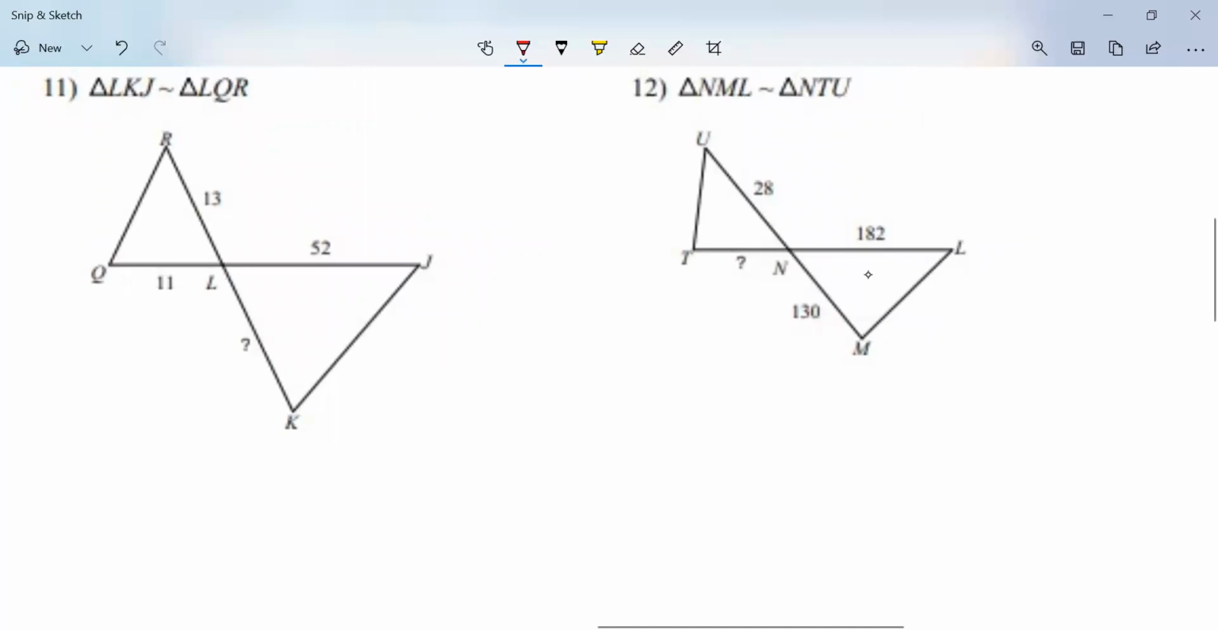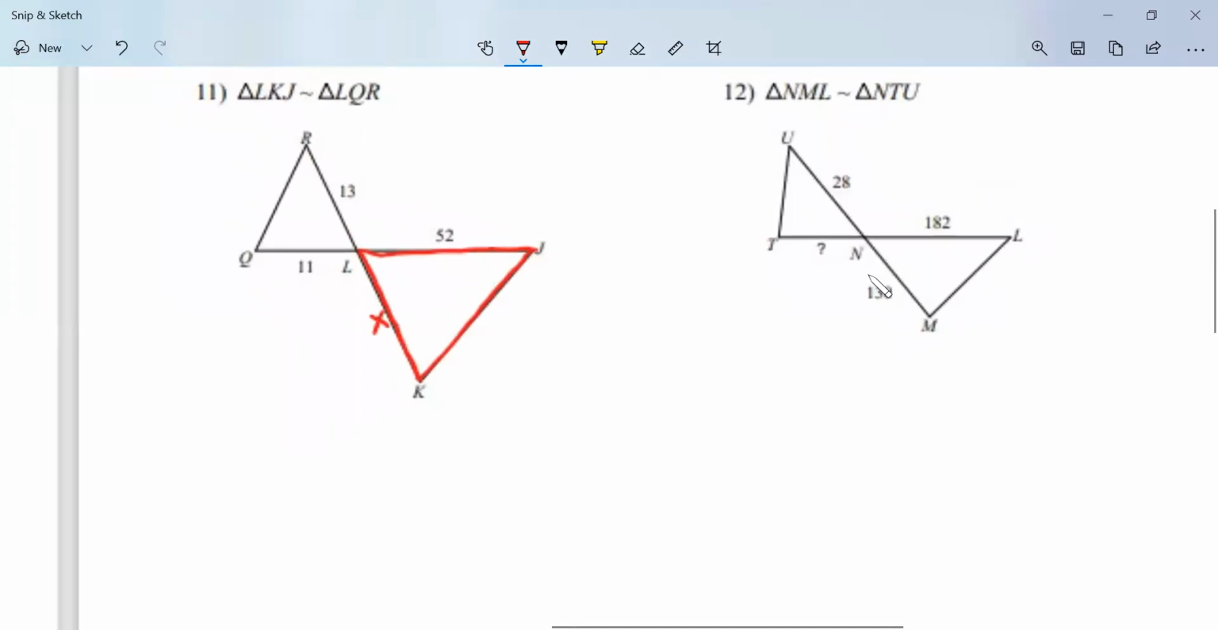I'm looking at one triangle, and that is this triangle. That question mark, let me call it x. I can tell there's two sides, and I'm going to make two fractions. X and 52 are the values from that triangle. So I'm going to say x and 52.